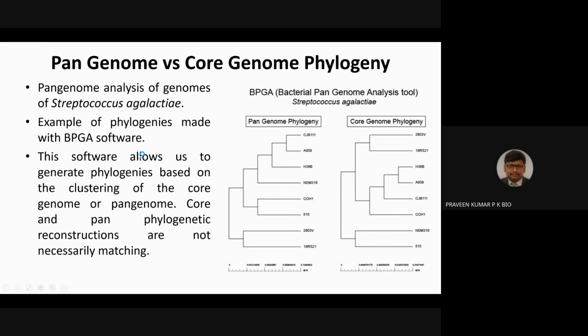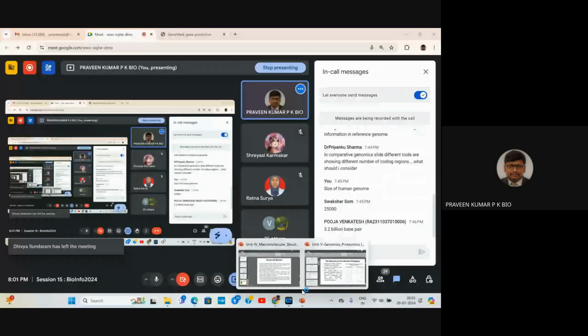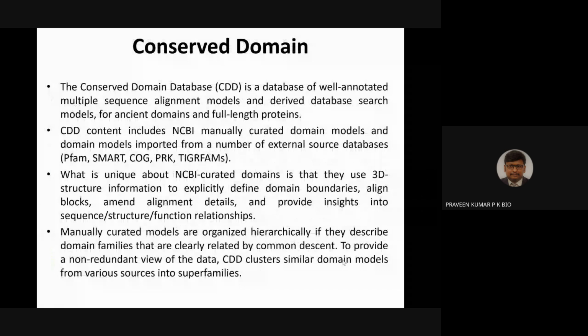Okay, let me take you to the conserved domain analysis. We have very less time. So I was discussing conserved domains. The conserved domain database is a database of well-annotated multiple sequence alignment models and derived database search models for ancient domains and full-length proteins. You know, domain. You remember in protein structures, I was explaining there are 5 levels of protein structure, and domains we generally find in the fourth level structure, isn't it? In the third level structure, we call that a motif, and the fourth level we call a domain.